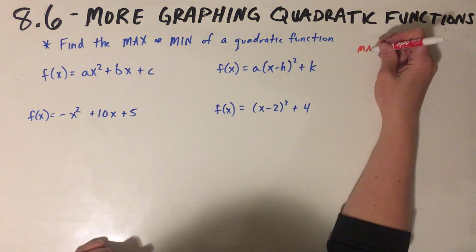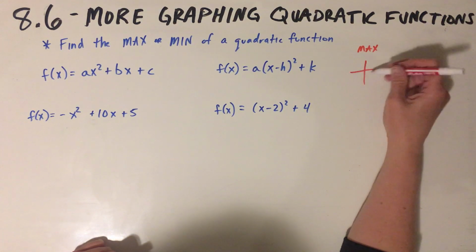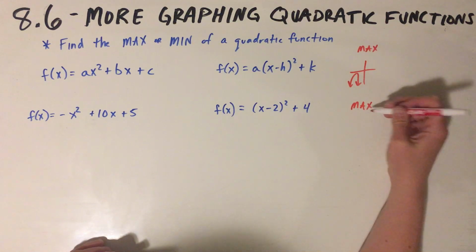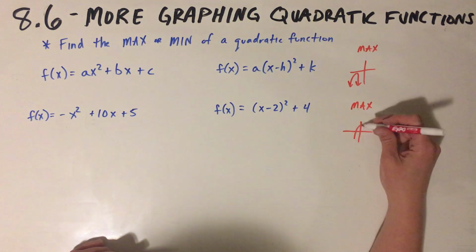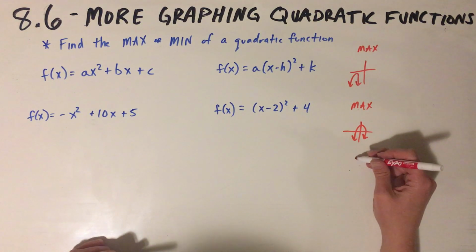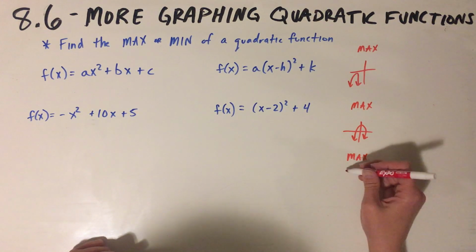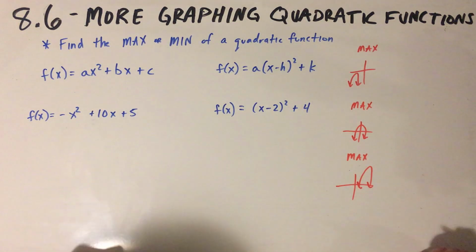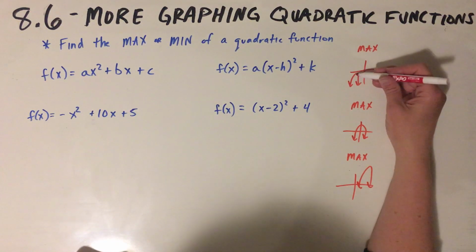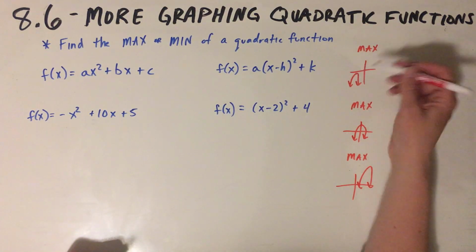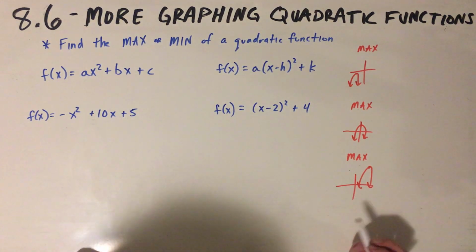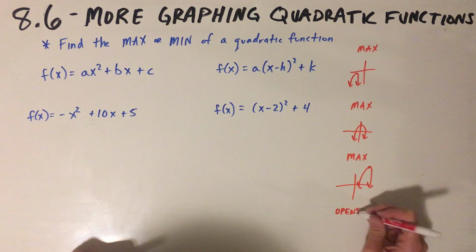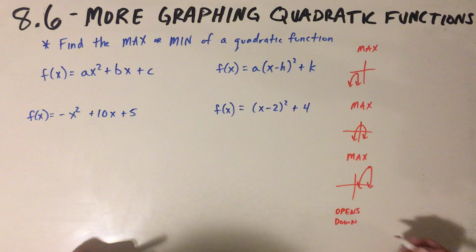Well, it will have a max if the parabola opens downward. It could look like this. It could look like this. It could look like this, right? So again, it doesn't matter where this vertex is, whether it's on the y-axis or in the negative or in the positive or whatever. If this parabola opens downward, then you will have a max.